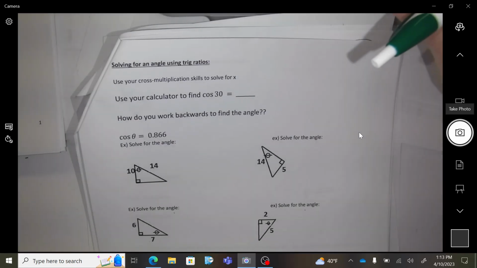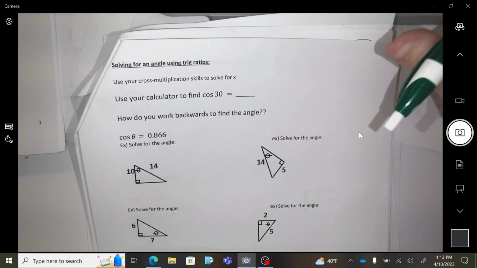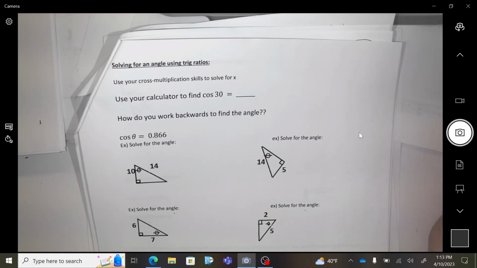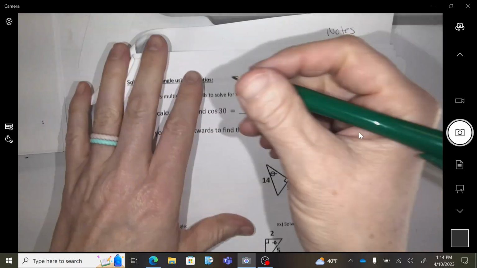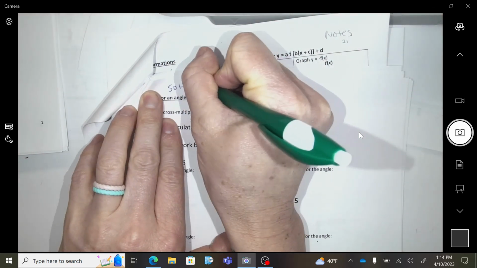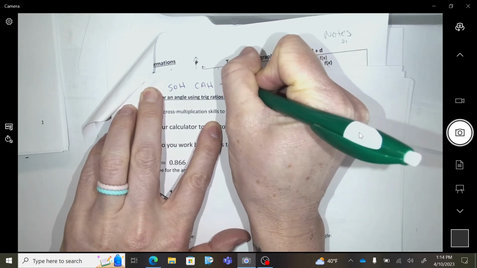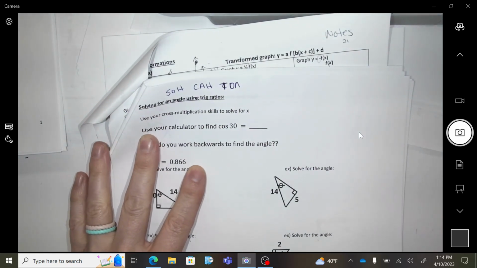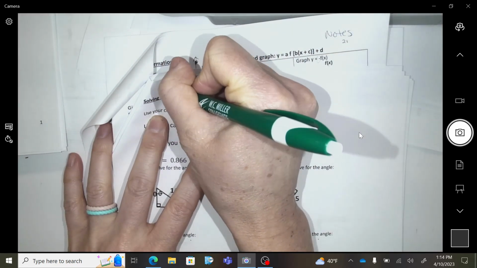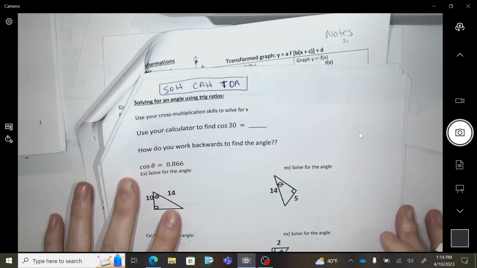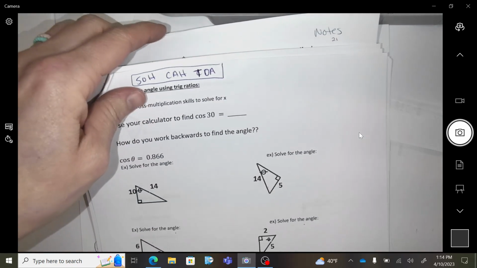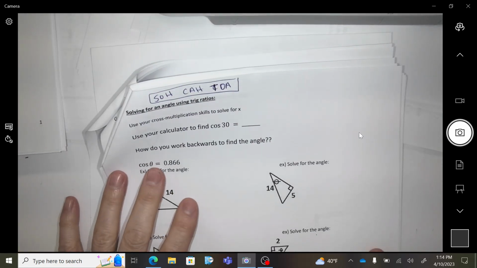It has been a while since we've done some math. We did some trig ratios last week, and we had a little acronym. Does anybody remember it? SOHCAHTOA. Yep, that is it. SOHCAHTOA. Okay, so that acronym gives us three formulas.